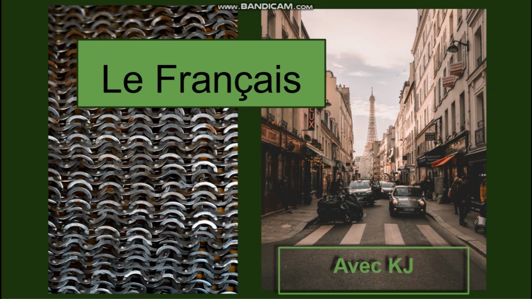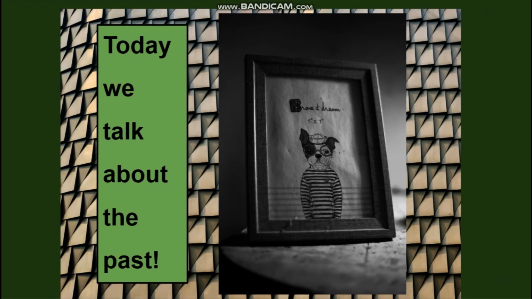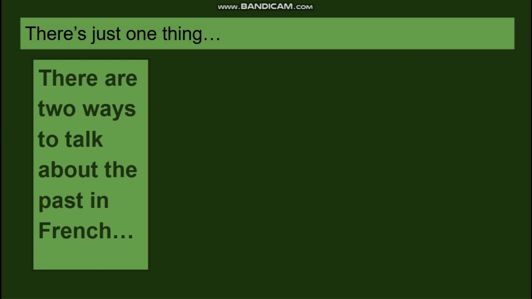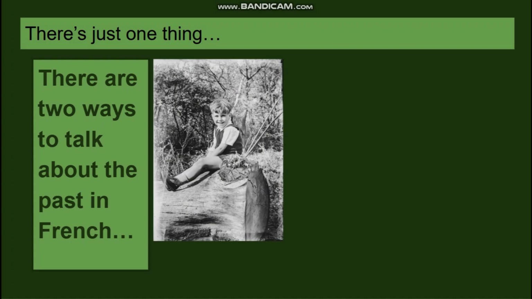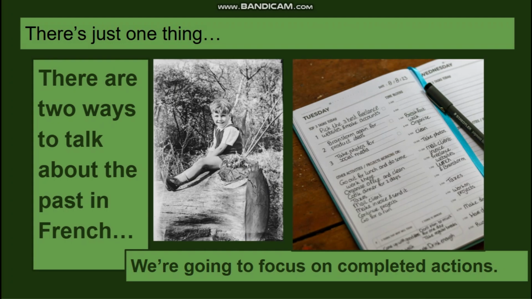I'm KJ, your teacher and host, and today we're going to be talking about the past. It's that time, everyone, and there's just one thing before we get started. There are two ways to talk about the past in French. One way is to talk about the things that we used to do and the way that we were. And the other way is to talk about things that we have accomplished or completed. Today we're going to focus on completed actions.